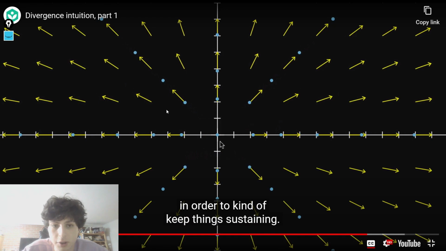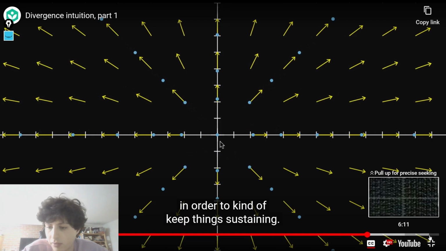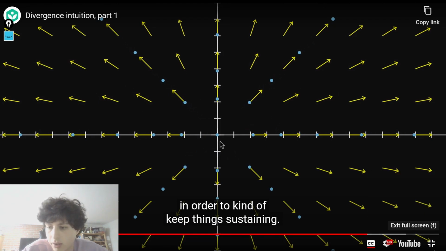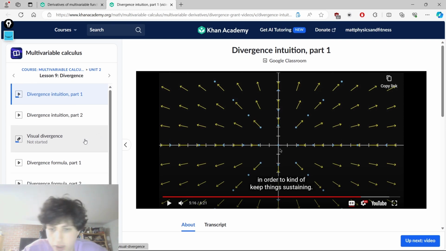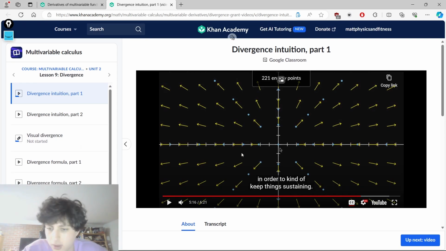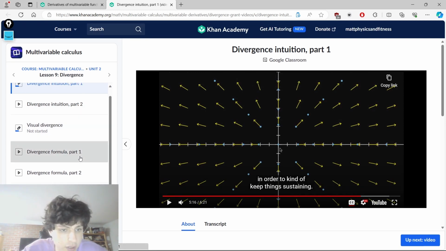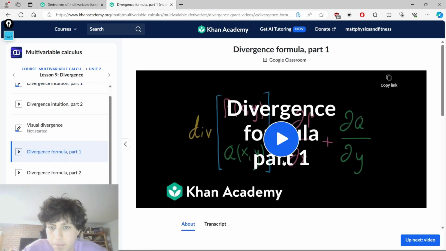Positive divergence means that it's kind of pushing a flow out of itself. So it would be like a spring, kind of, that would be a positive thing. It's giving you water, positive. Taking water, negative. Okay, perfect.